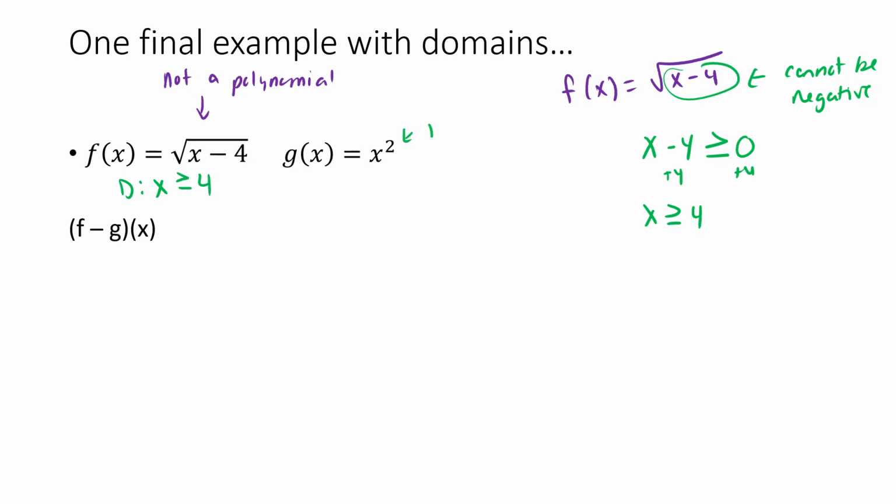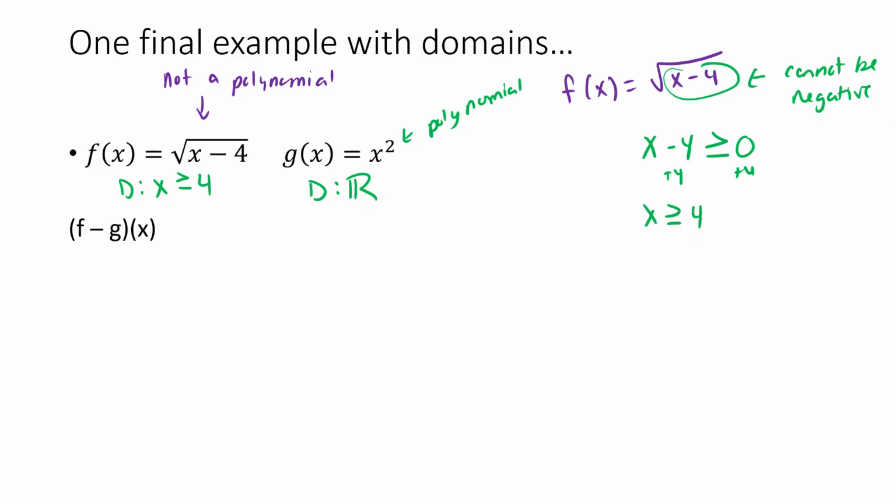Now, this one, g, is a polynomial. That is a quadratic. And so the domain of this one is all real numbers. So in this example, you can plug in anything you want for g. That's totally fine. But for f, we are restricted to things that are greater than or equal to 4. So I can do 4 minus 4 and get the 0, totally fine. I can do 5 minus 4, I can do 4.5 minus 4.